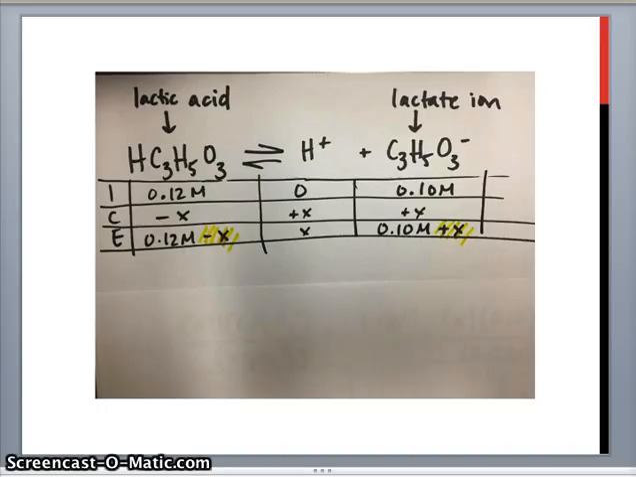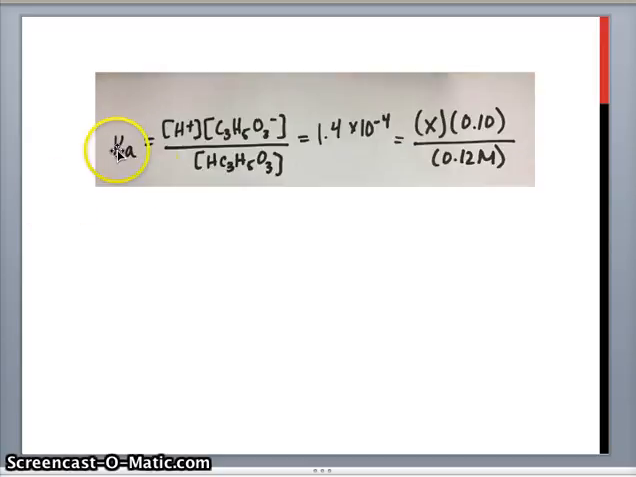Once again, if you want to just pause it right now, with this step in mind, see if you can do the next on your own. So here we go. Here's our Ka expression, our products over our reactants. I set that equal to the actual Ka value and plugged in our E row from our table. And then we need to solve for x.